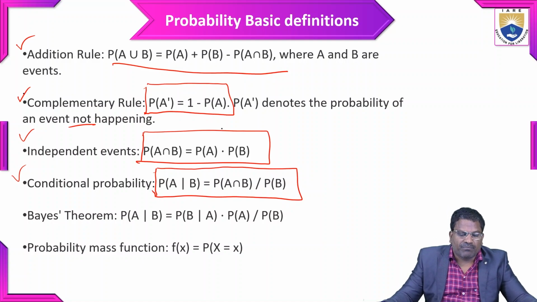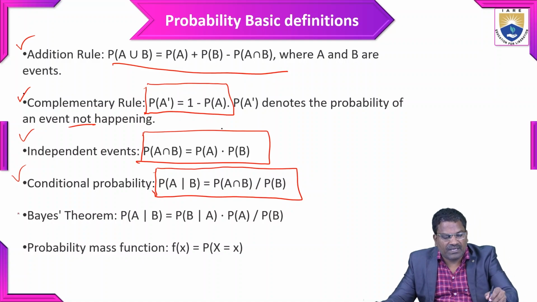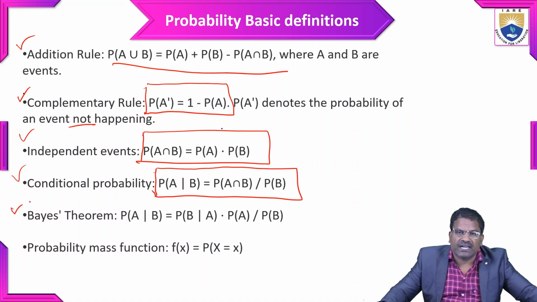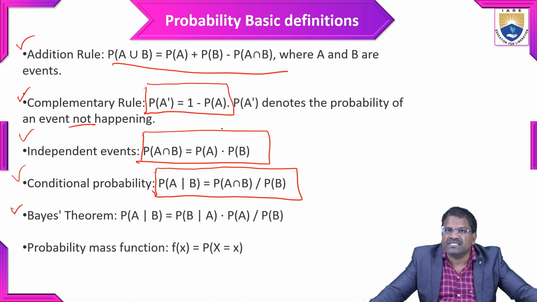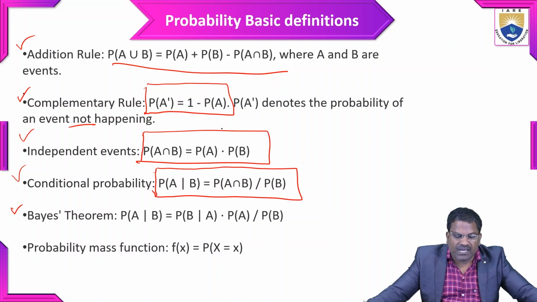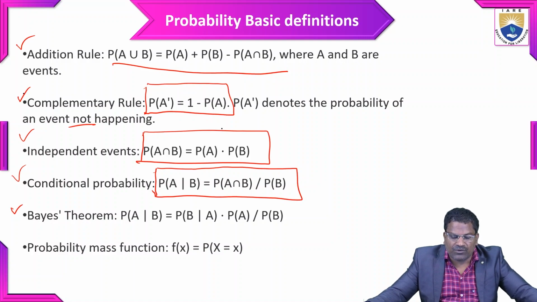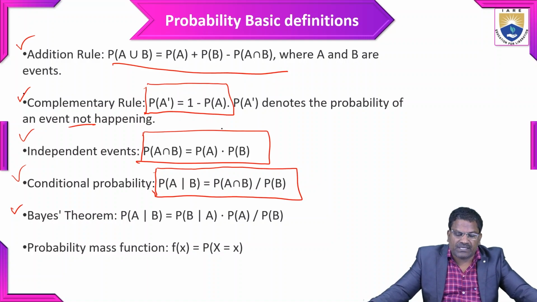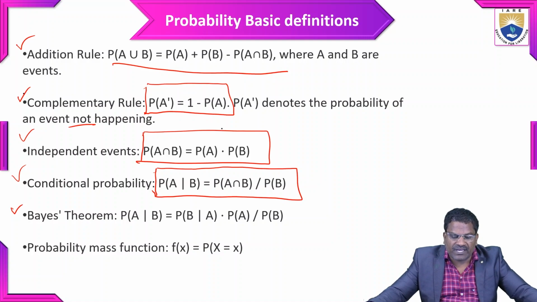Next, Bayes theorem. This is the extension of conditional probability. P of A by B is equal to P of B by A into P of A by P of B. That is, P of A by B is equal to P of A into P of B by A, all divided by P of B.